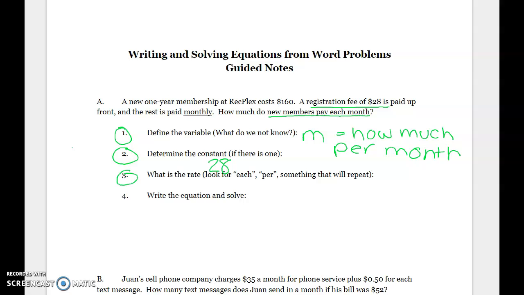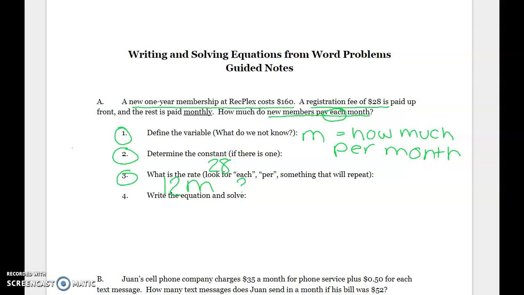Okay, and then the rate, and that is the things to look for that is the words each or per. So that would be right here, which would be each month. We don't know what that rate is yet. Okay, that's what we're trying to find out. But I do know, however, that there's 12 months in a year because it's saying that this new one-year membership costs $160. So I would just say this is 12.